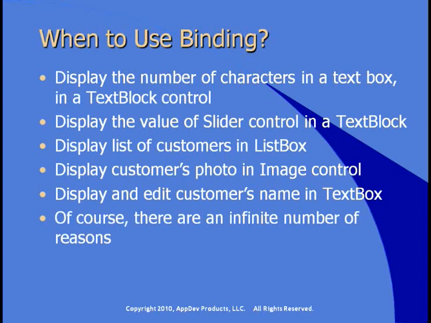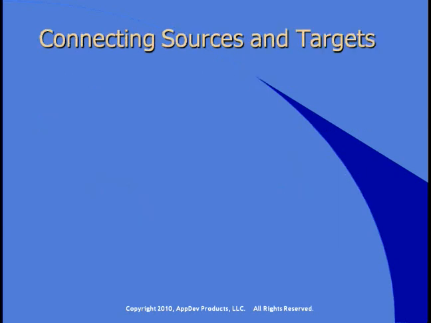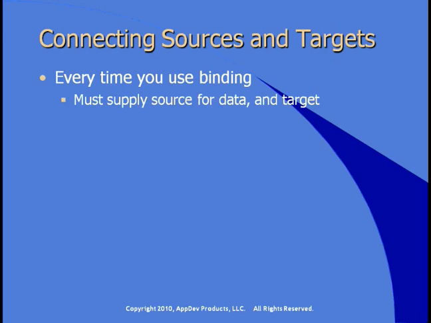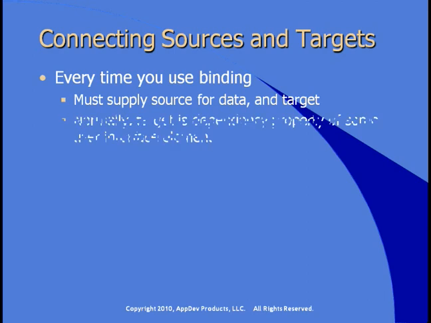Of course, there are an infinite number of reasons to use binding. In this section, we'll look at a small subset of the kinds of things you can do with element-to-element data binding. Binding is all about connecting sources and targets. Every time you use binding, you must supply a source for the data and a target for the data.